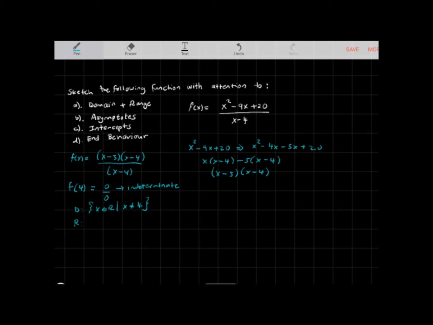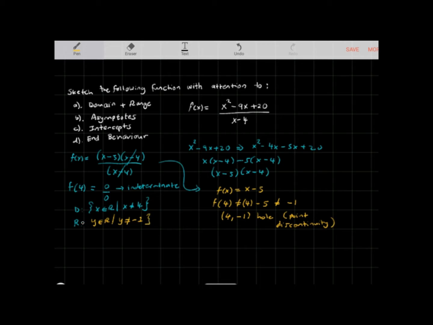In that sense, if we cancel this out and simplify it, this is the function we're going to be working with. So f of x is equal to x minus 5. Now because we said that x cannot equal 4, f of 4 should not equal 4 minus 5, which is -1. It cannot equal -1. So (4, -1) is the hole, the point discontinuity. It's the point that doesn't exist. It's a break in the function. As a result, y belongs to all real numbers, but y cannot equal -1. This is really important to understand because now you can see that the simplified expression is a linear equation, so that one y value will not exist.